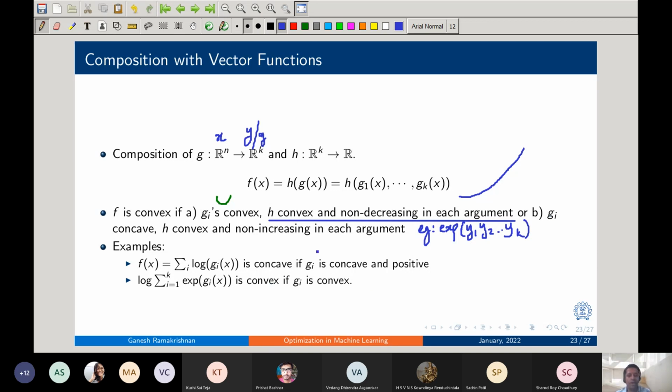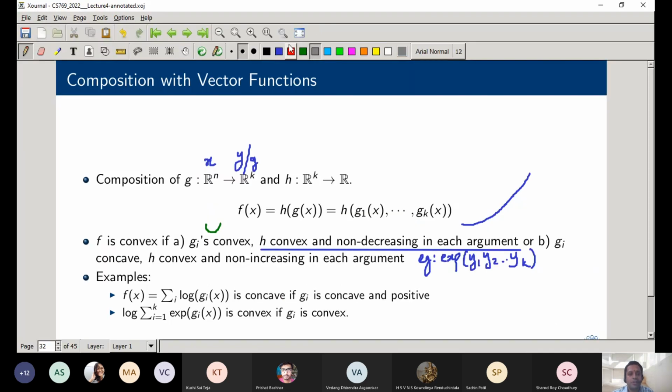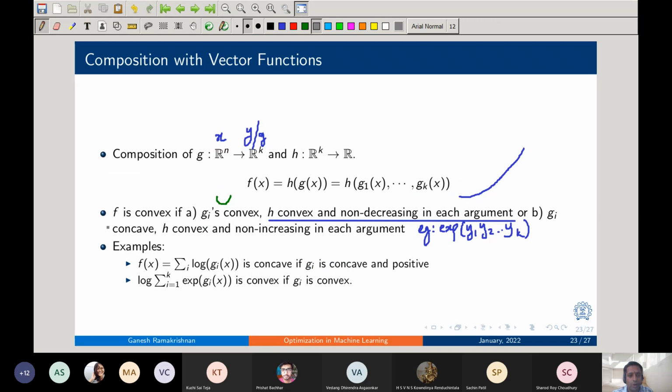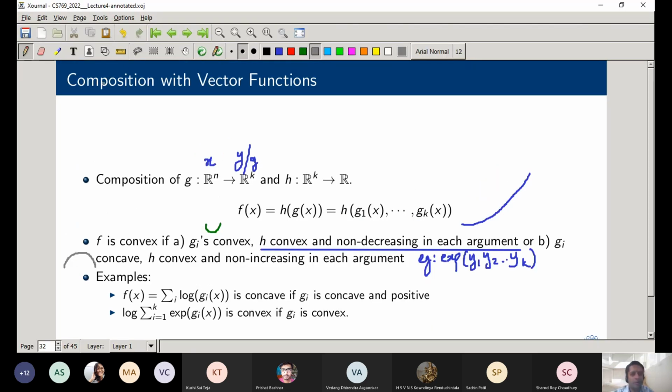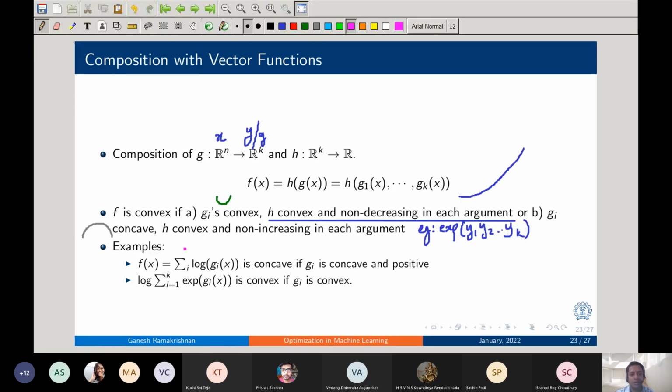Or like before, I could have again gi as concave. Again, I go back to the previous depiction. Gi could be concave. But in this case, I would like h to be non-increasing in each argument and convex again. So again, I could look at that minus log thing, but now I have to be a little careful. Can I just do a minus of log of summation? Let's think about it. I'd like you to intervene here.